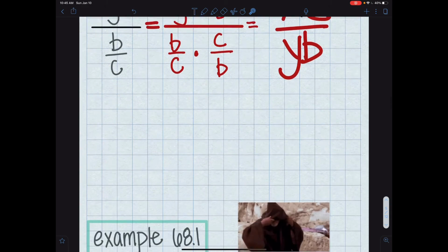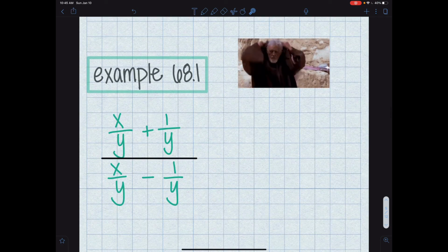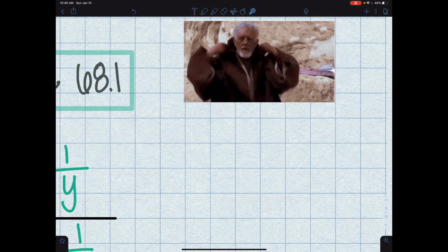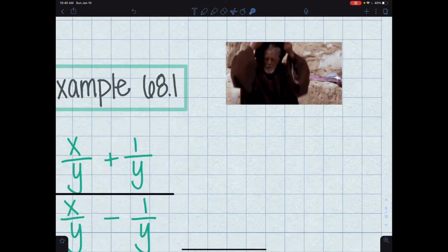All right, so let's do an example. We can do this. Hello there. You know what's funny about that is, to me, it looks like he's saying peekaboo, like he's playing. Hello there. All right, here we go.